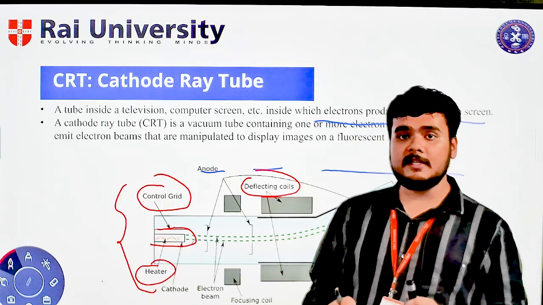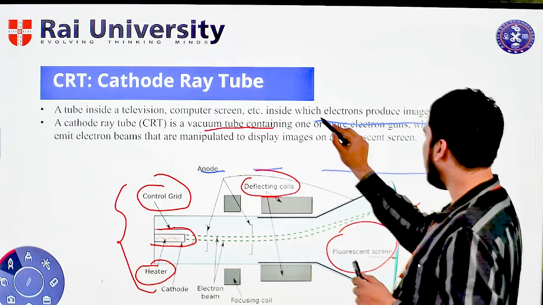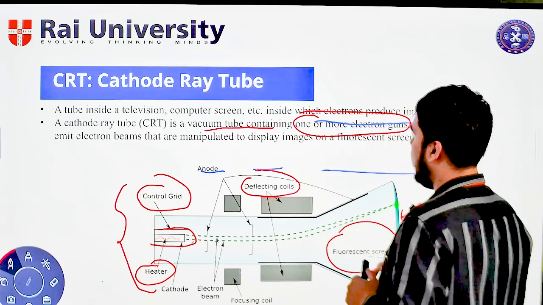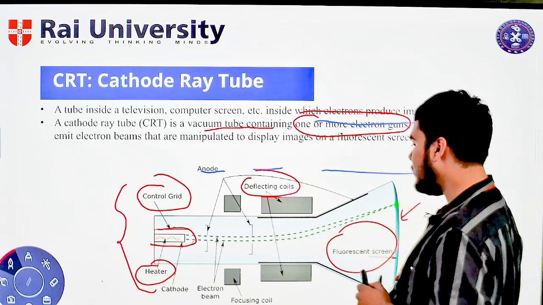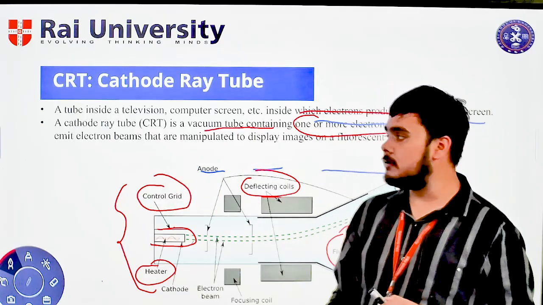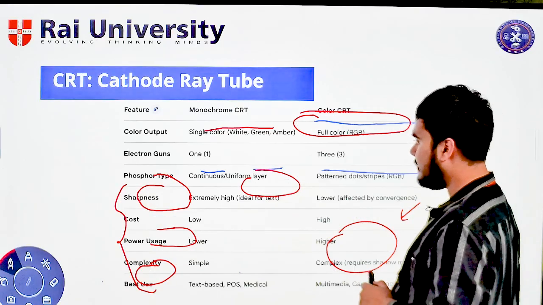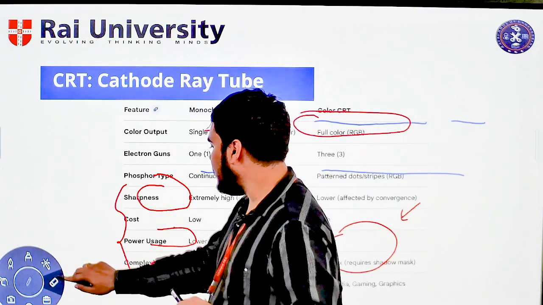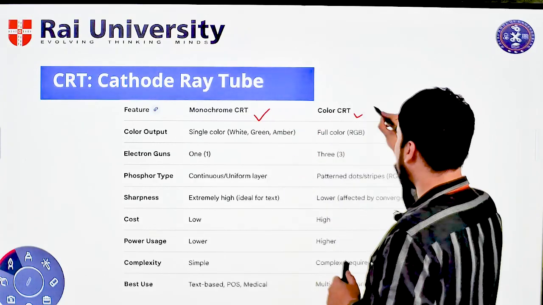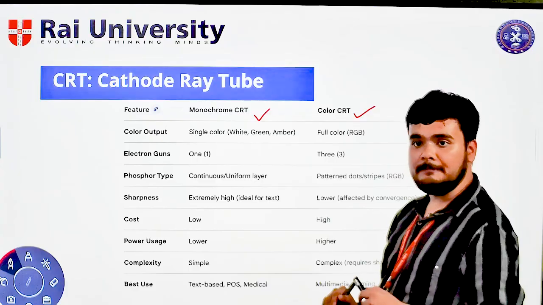So whatever the electron beam is producing the electrons, that vacuum tube contains one or more electron guns inside. We have two types of cathode ray tube, the monochrome and the color, which is the electronic based system to transfer the beams and manipulate the display image on the fluorescent screens. The first is monochrome, the second is based on the color CRT.